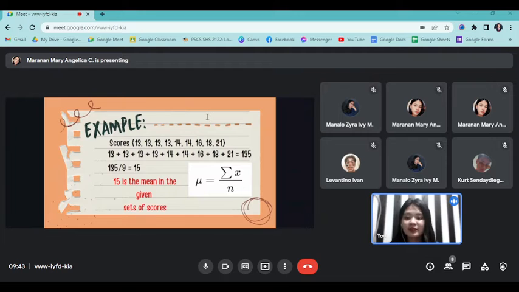So we have a data set of scores here. To get the mean, first get the sum of all data values. To get that, you will add all the numbers in the data set, which are 13 plus 13 plus 13 plus 13 plus 14 plus 14 plus 16 plus 18 and plus 21. That is equal to 135. Next, to get the number of data items, count the data items in the data set, which is 9. So mean is equal to 135 divided by 9, which is equal to 15. So 15 is the mean in the given set of scores.